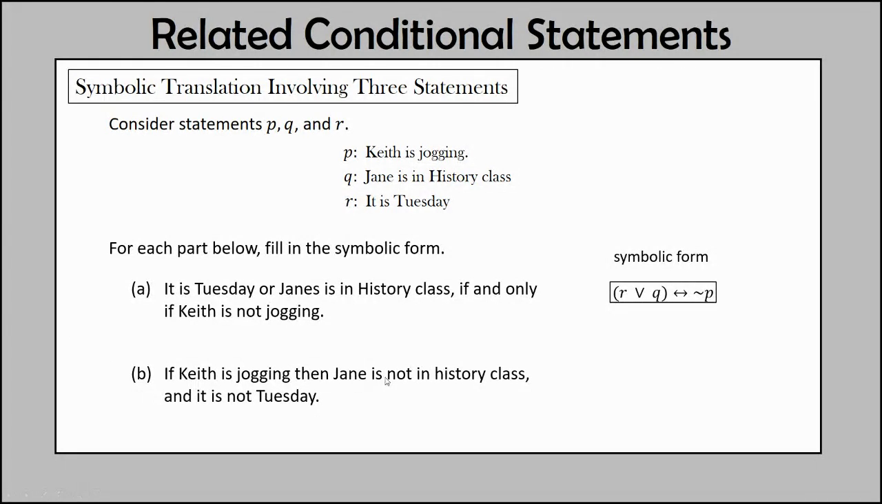Okay. If Keith is jogging, then Jane is not in history class, comma, and it's not Tuesday. So if Keith is jogging, then Jane is not in history class. That's a conditional statement. So it's if P, then negation of Q, because she's not in history class. That's in parentheses. And it's not Tuesday. So P implies negation of Q: Keith is jogging implies Jane is not in history class. That's in grouping symbols. And it's not Tuesday, negation of R. Okay, so you have to group it.